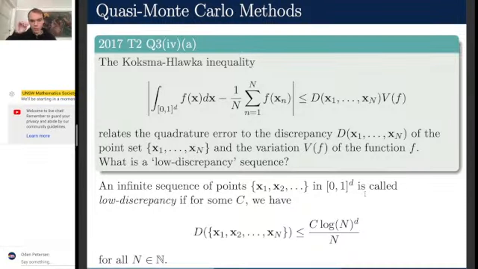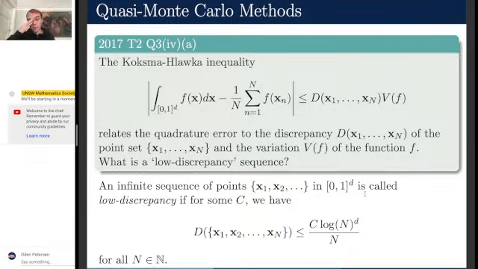So I think this is the last thing we're going to talk about in this topic. And that's quasi-Monte Carlo methods. So Monte Carlo methods, we were taking pseudo-random numbers and using that to estimate the expectation of a function with respect to a distribution. Here we're sort of going more back to the problem of quadrature, rather than the problem of specifically estimating an expectation.